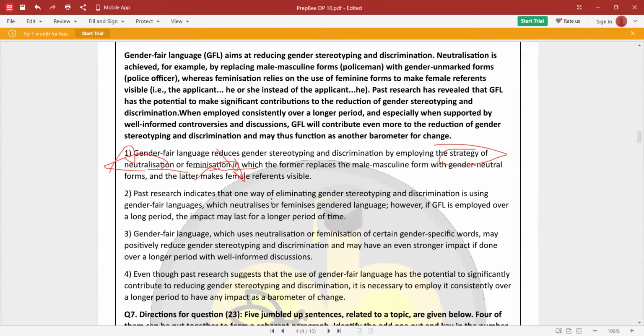Past research indicates that one way of eliminating gender stereotyping and discrimination. Now, we don't know if it is past research or anything. So, how did we decipher this? So, again, not your solution.